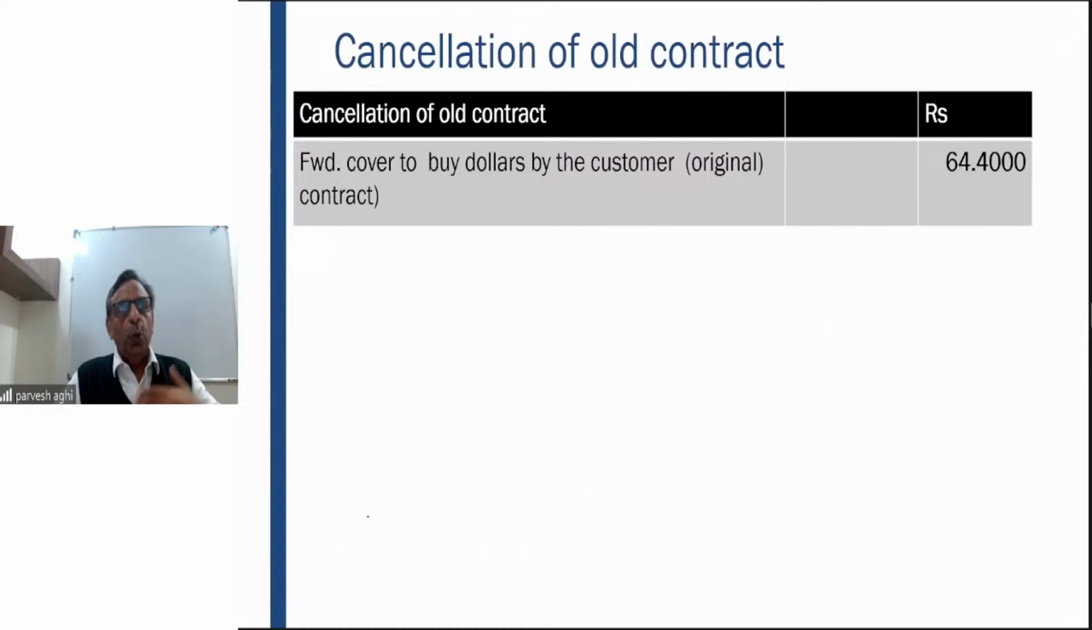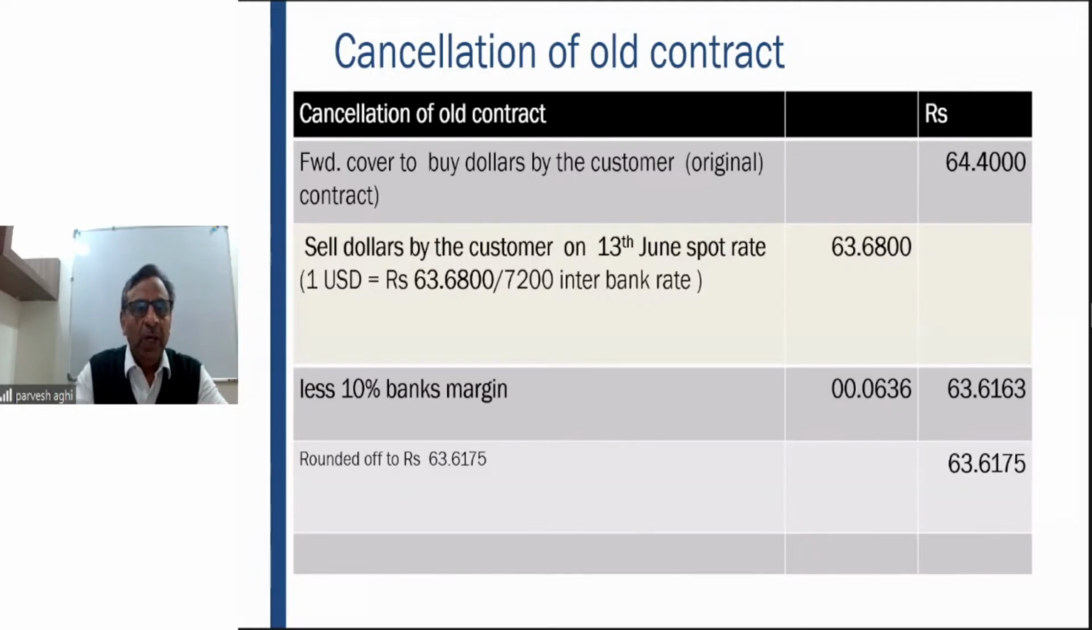Now, cancellation of the old contract. The old contract needs to be cancelled and a new contract needs to be booked. The forward cover to buy the dollars by the customer was the original contract. Because he was an importer, he needs dollars, so he entered into the contract with the bank to buy dollars originally. In the old contract he bought, but now he has to sell the dollars, on 13th June, at the spot rate.